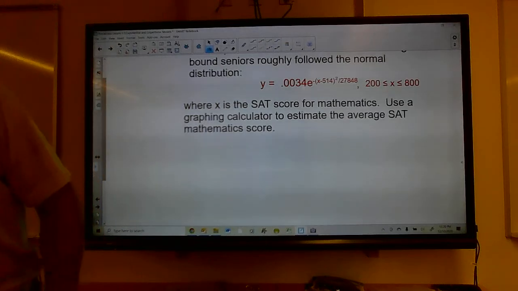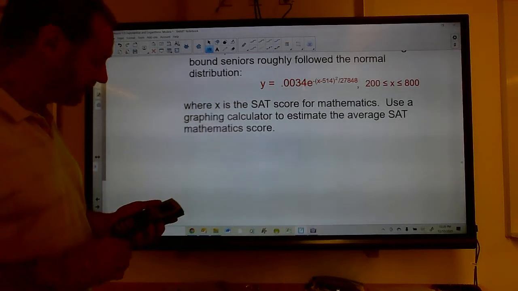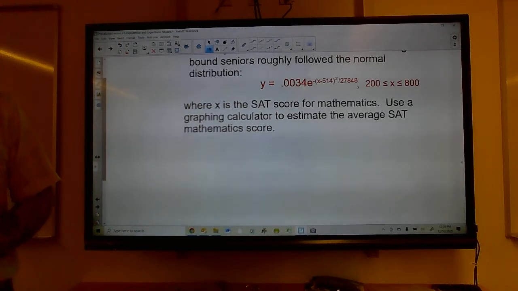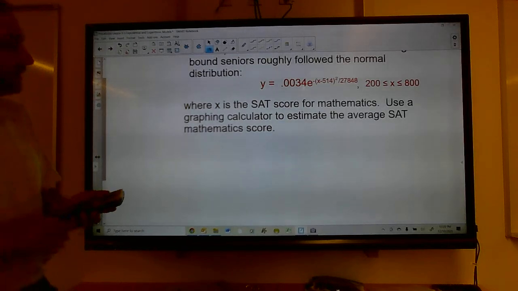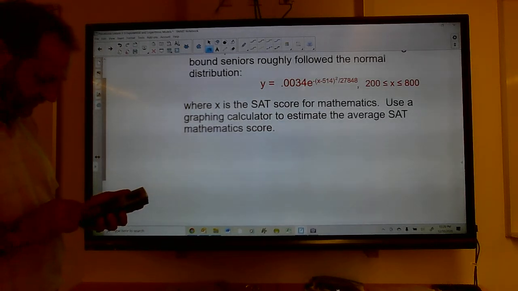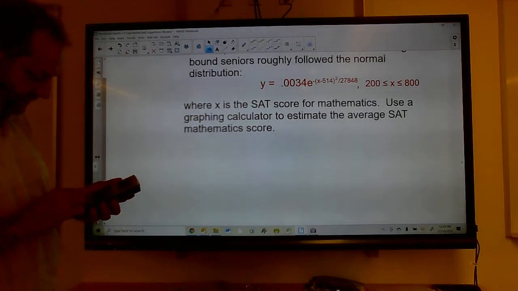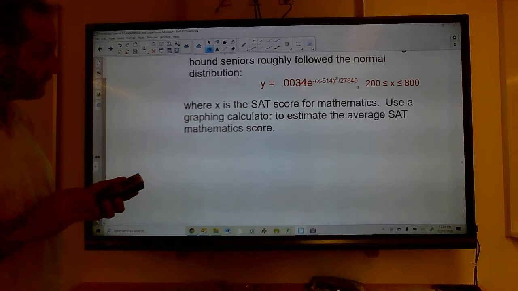Okay, so on this one I'm going to have to get out my calculator. I'm going to hit y equals and clear out any equations that are in there. And then I'm going to put that equation in. So 0.0034 times e to the negative open parenthesis x minus 514, close the parentheses, squared, divided by 27,848.